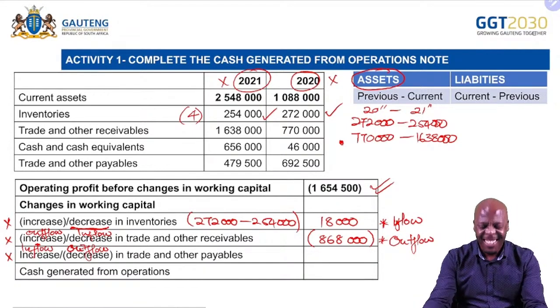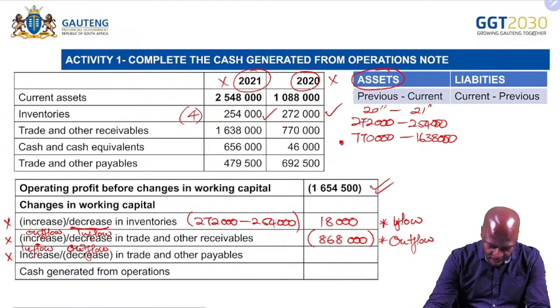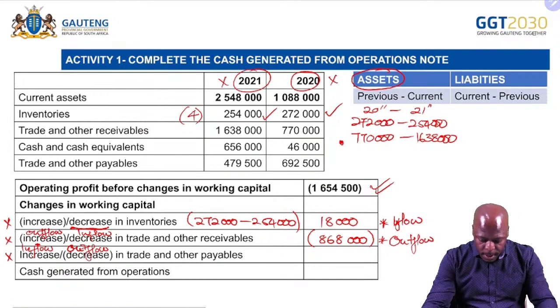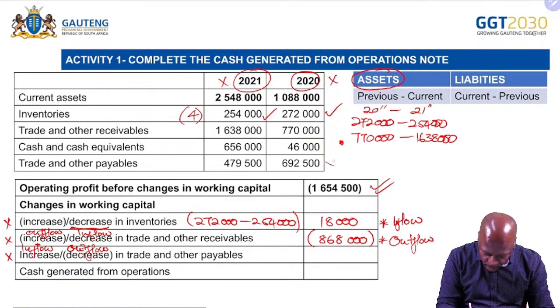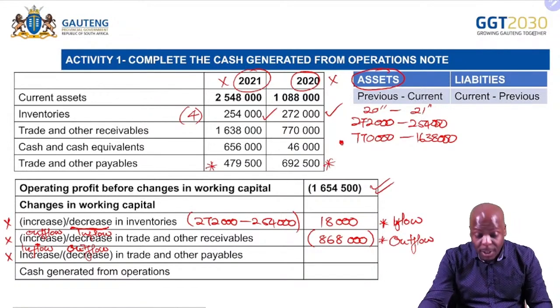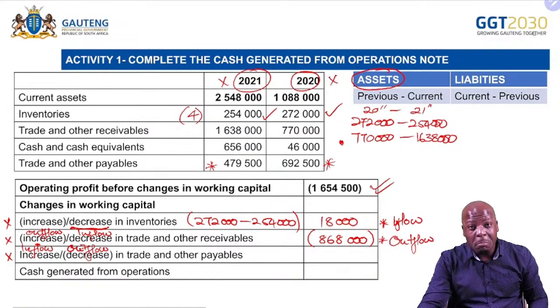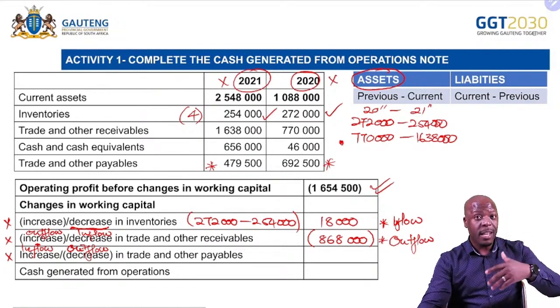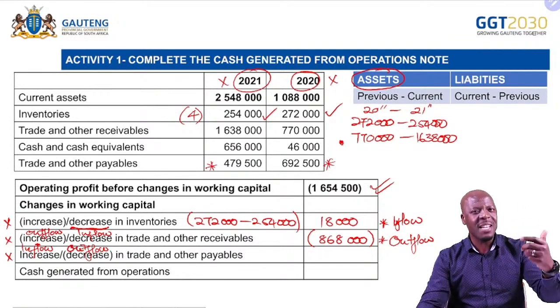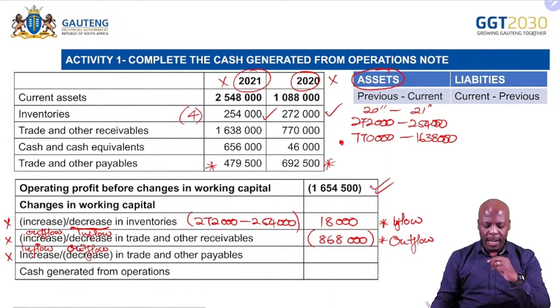Okay. All right. Let's come and look at this. In the year 2020, we had 692,500. Here we are. And in the year 2021, we had 479,500. There we are. Then that means there is a decrease. So in your mind already, you know if creditors are decreasing, I have paid, yes. And if I have paid, is it inflow, outflow? I have paid. Remember the word paid. Paid means what? Outflow. Brilliant.